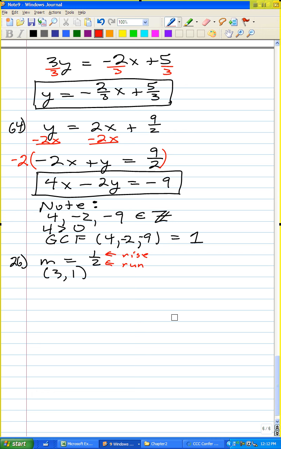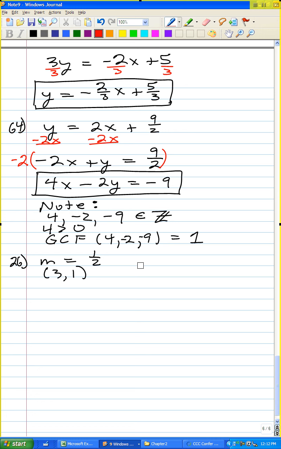Let me do problem number 26. So in exercises 23 through 38, find the equation of the line in slope-intercept form with the given slope passing through the given point. Okay, so I have here a slope and a point.